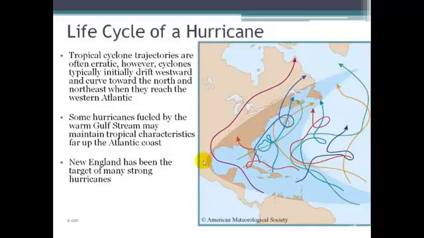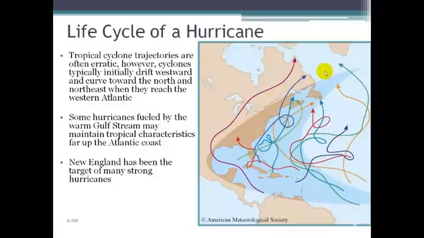The trajectories that tropical cyclones follow are often erratic, as this picture shows. They look kind of like crazy pieces of spaghetti on a plate, but they do follow general trends. They typically start to drift westward. So if we look at one of these tracks here, like this purple one, it drifts westward, and then it curves towards the north and the northeast when it reaches the western Atlantic. And that's kind of what happens with all of these. Some of them take a little more erratic path than others, but they all kind of come in at this angle from the east, and then they turn northwards and then northeastwards.